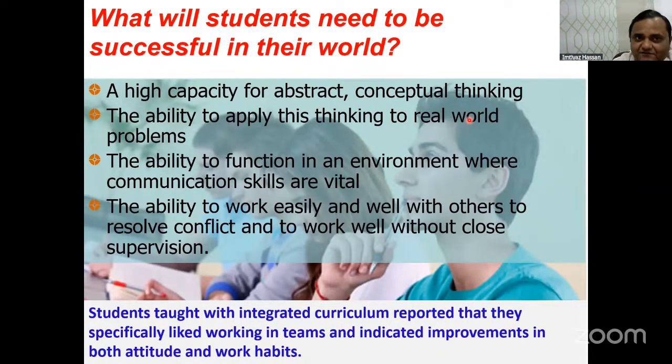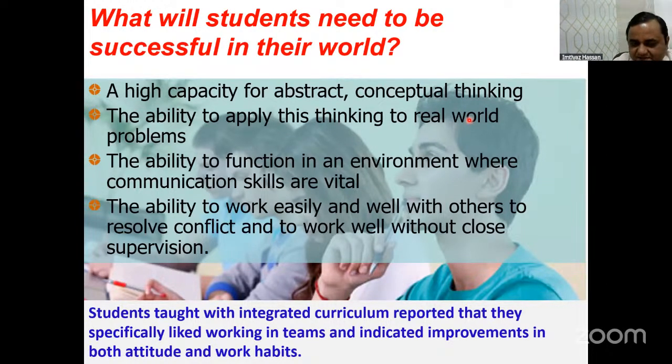Now the next question: what will students need to be successful in their world? If a student wants to be successful, they have to change their attitude toward learning, and that makes you a success. That's where interdisciplinarity matters a lot: the high capacity for abstract and conceptual thinking that a student has to develop, and the ability to apply this thinking to real world problems. The ability to function in an environment where communication skills are vital, and the ability to work well with others to resolve conflict.